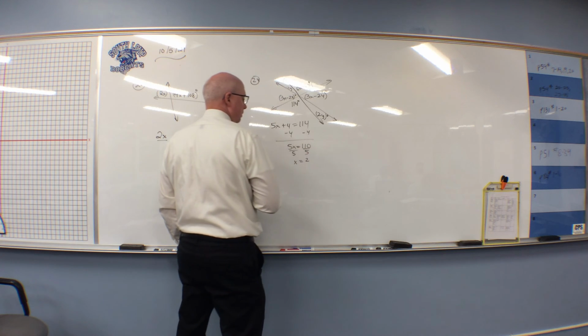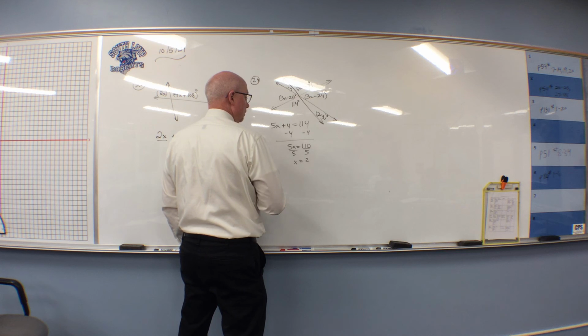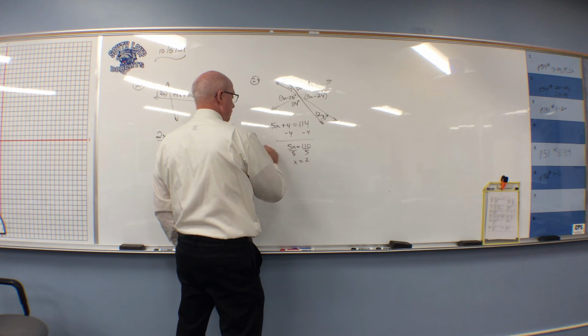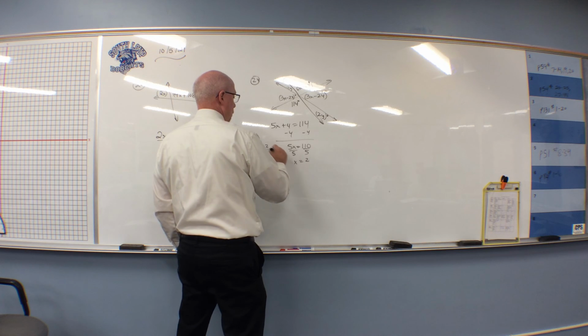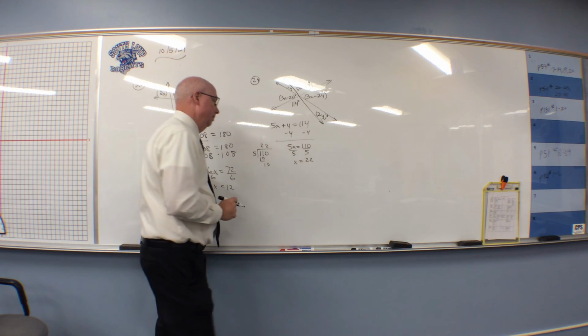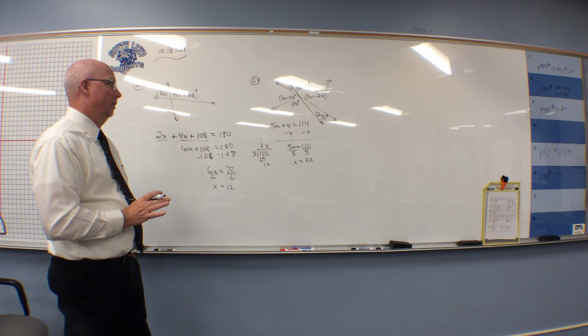How much? 27. 21. 27. Or 22. That's 9 plus 10. It's 22. Alright. So x is 22, correct?